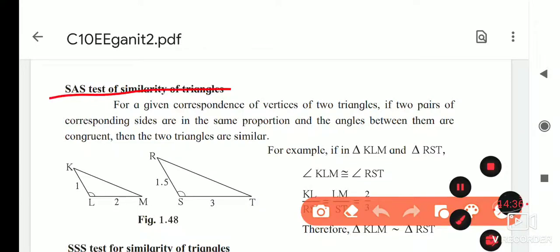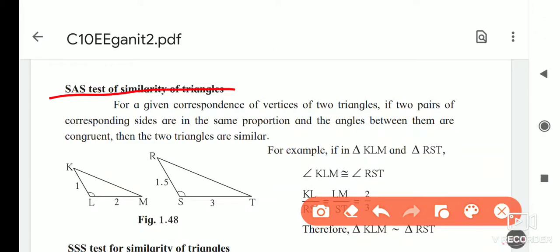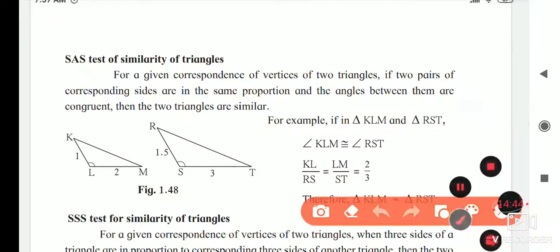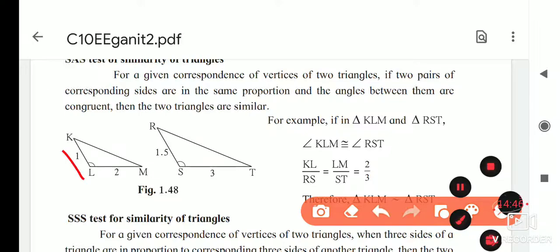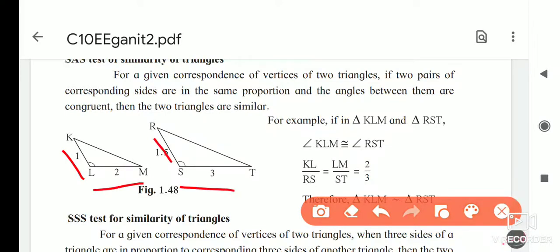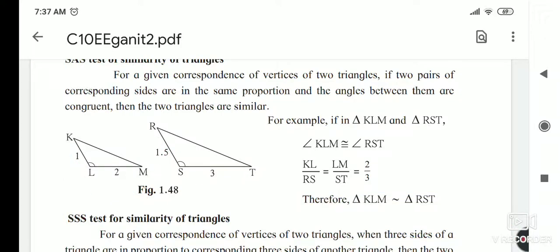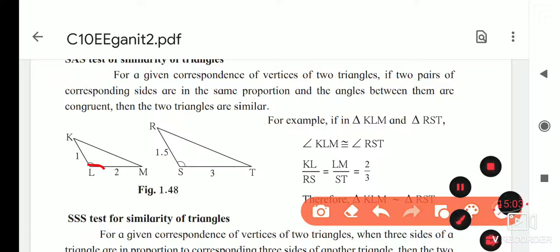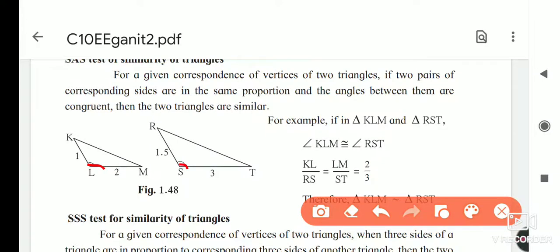The SAS test of similarity. As I told you, if you see here in the figure, KL upon RS is equal to LM upon ST. If you find its reduced form, you will notice that it is 2 upon 3. And the angle in between these two sides, angle L, is congruent to angle S. If such a condition is there, then these two triangles are similar to each other by the SAS test of similarity.